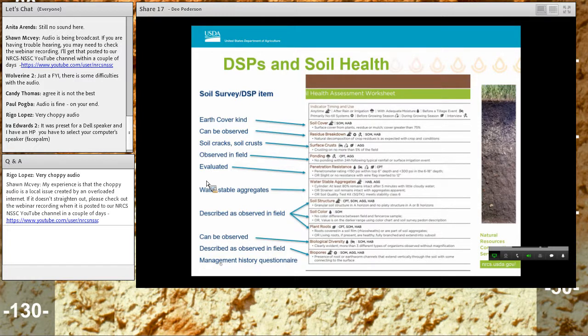properties or measurements. The DSP management history questionnaire was compared to the management interview questions found in the recently released Soil Health Tech Note 450-3, which is the Cropland In-Field Soil Health Assessment Guide. And they are very similar. You're always interested in whether there are common goals, if the things that are being assessed are similar too. So these interview questions and the questionnaire for DSPs are very similar.